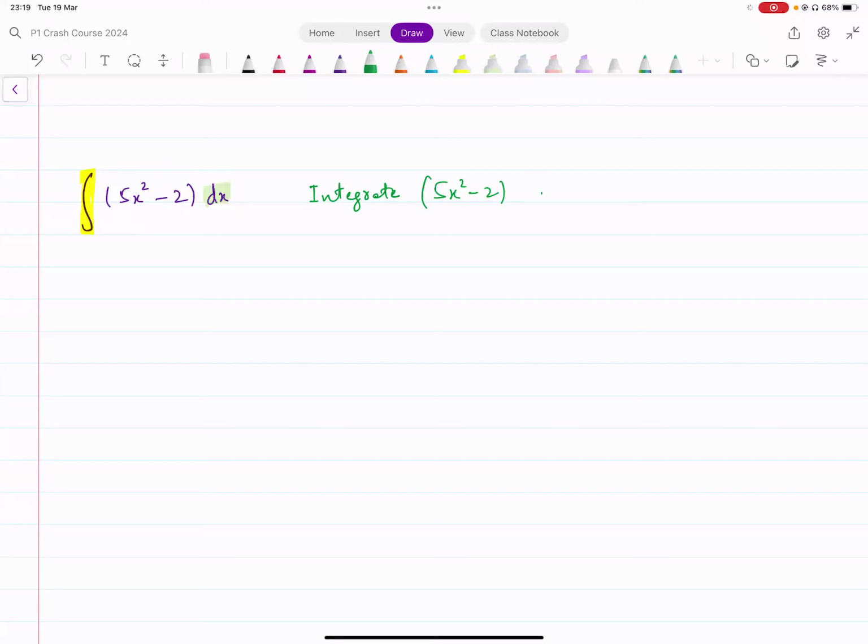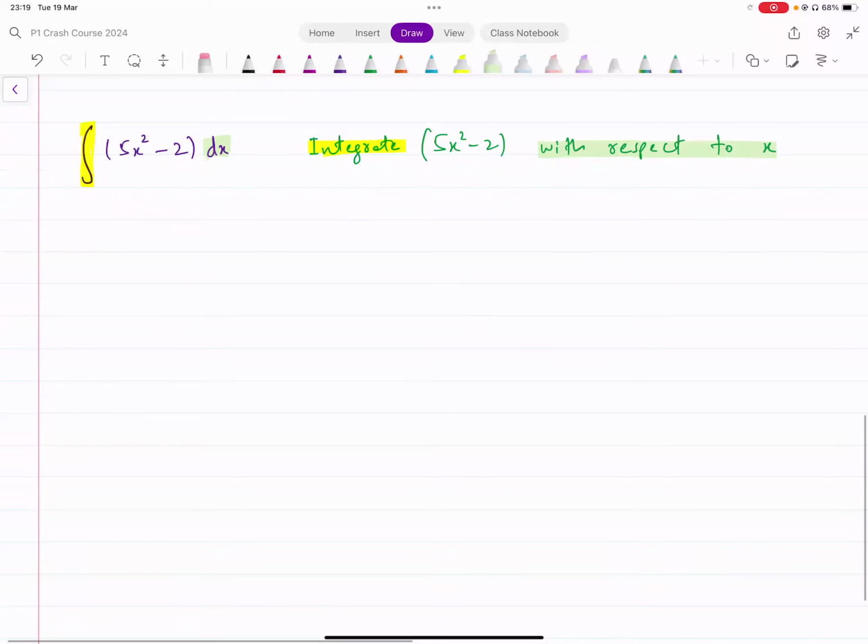So x is the variable here. We want to integrate this thing. Integrate 5x squared minus 2 with respect to x. That is what this notation means. So that sign means integrate, and then dx means with respect to x. This is how you would understand the statement. All right, so this is the notation that we will be using for integration.